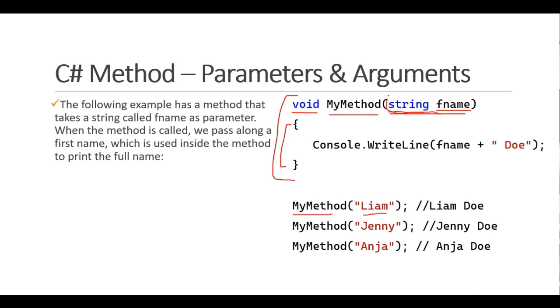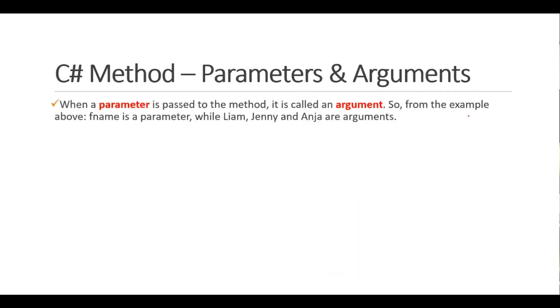Here, I call myMethod with an argument. Now I say argument: Liam is the argument. fname is the parameter. When I call this method with the argument Liam, for example, it will show the text here. It's Liam Doe, Jenny Doe, and Anya Doe. It is exactly the same method and I call it with an argument. Now I have just one argument. When a parameter is passed to a method, it's called an argument. That is the difference between an argument and a parameter.